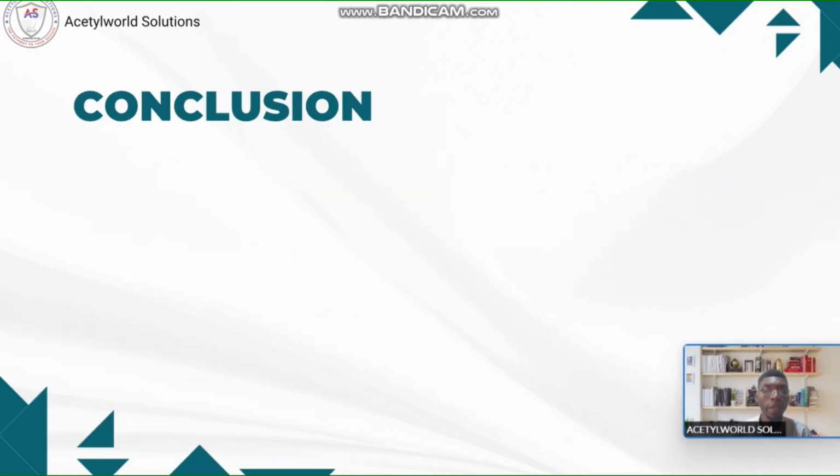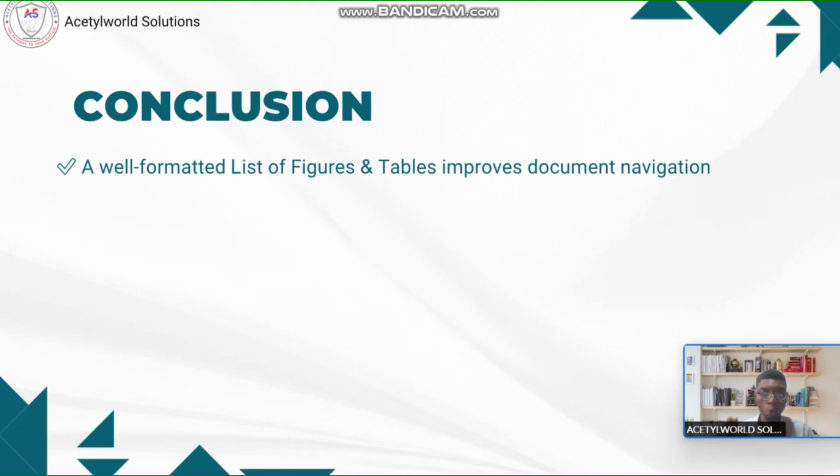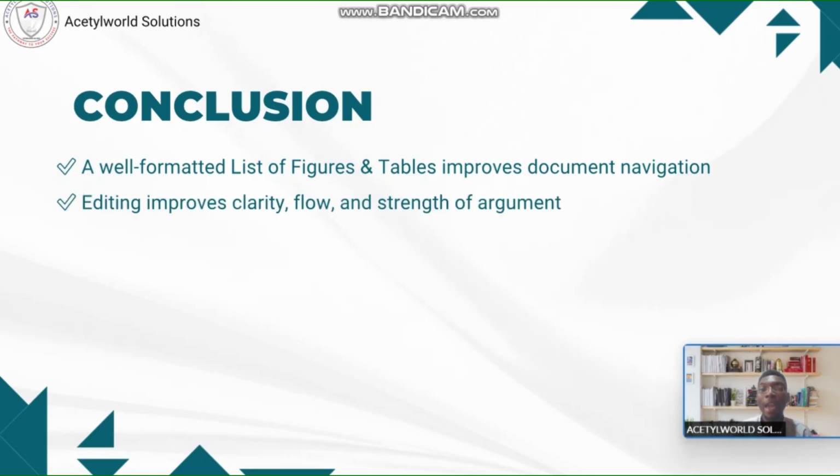Now we've come to the end of this class. Now let's quickly take a review of what we've done. A well formatted list of tables and figures improves document navigation. When you list your tables properly and your figures properly, it improves document navigation. Editing improves clarity, flow, and the strength of your argument. When you edit properly, there will be clarity, there will be flow, and it will improve the strength of your argument.